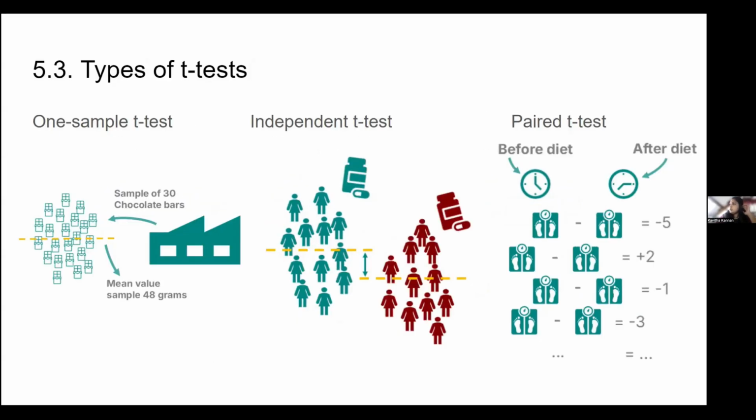I had two different examples. I think this one is clearer, because of the global part. So say a chocolate factory says that the average weight of a chocolate bar is 50 grams.